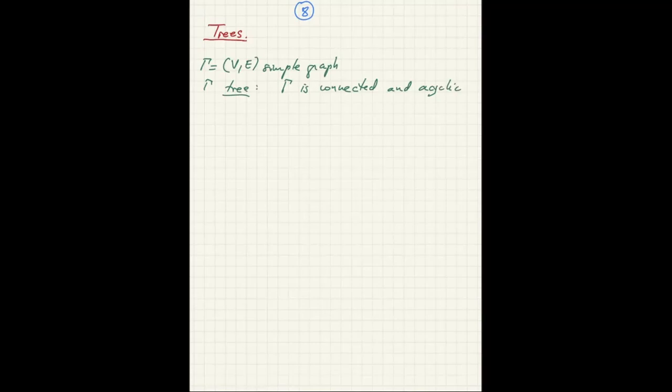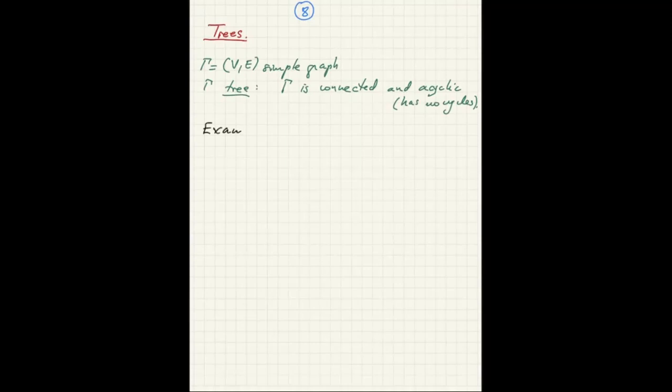So we are going to talk about trees. Trees are a special kind of graph. So say gamma. We'll talk about simple graphs, so there will be no loops, no multiple edges. Gamma is a tree if gamma is connected and acyclic. So acyclic means it has no cycles. Okay.